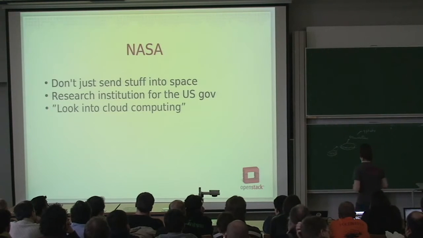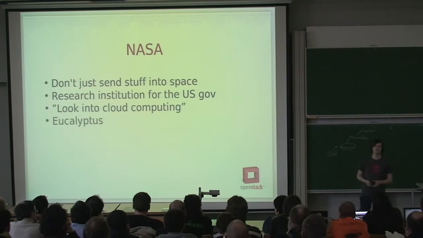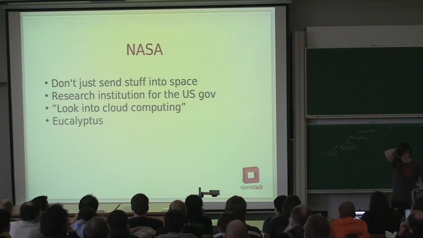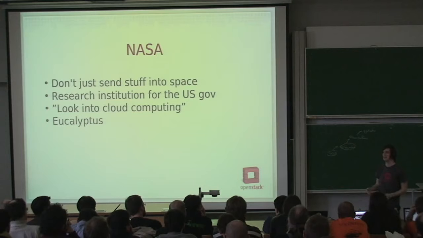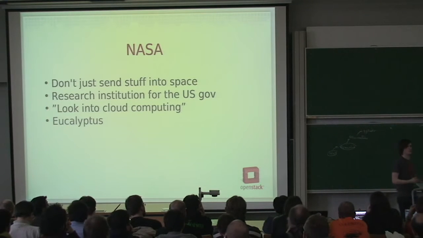And the way they did that back then was using something called Eucalyptus. Eucalyptus is a software project that started at the University of California in Santa Barbara, where a research group basically sat down and, I mean, this was very early on, before anyone really had defined what cloud computing is, what it's all about. It was all very cloudy.